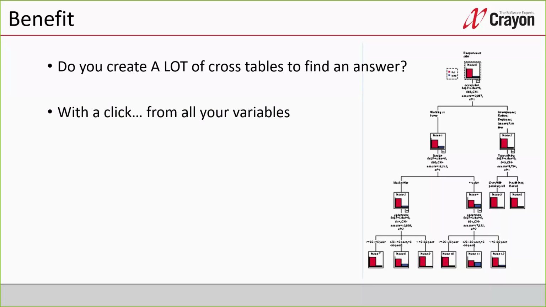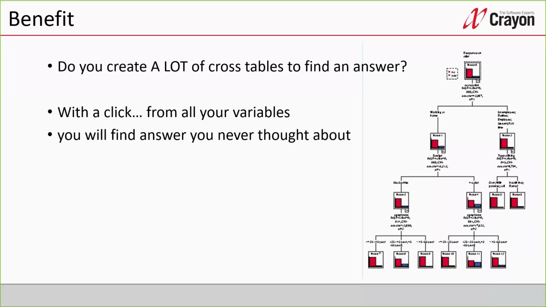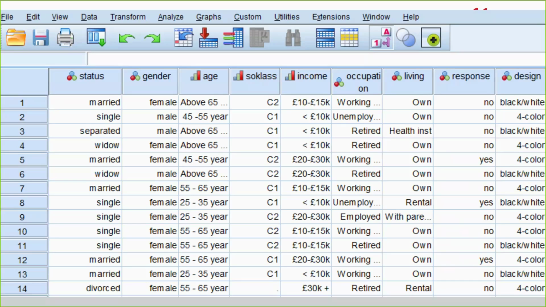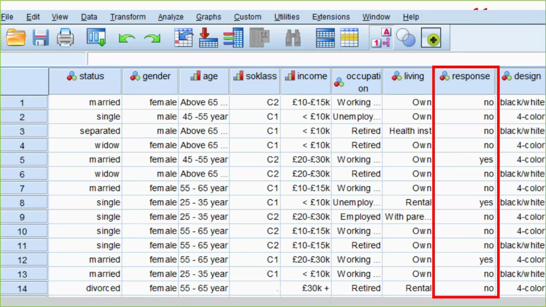So you choose all your variables into the tree command, and then you click, and then it will build up the tree. And you will find some answers that you maybe hadn't thought about. So this is something that I really want to demo so you can see the benefits. But what are the variables? The variables are response. That's the variable that is my target variable. And that's the first thing you choose when you start to do this command. And the rest of the variables you have here is the one that I think maybe could affect the response.